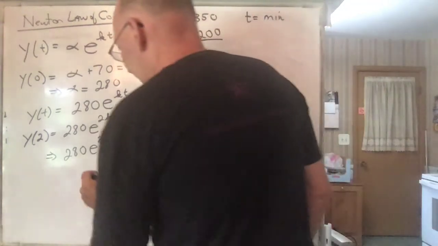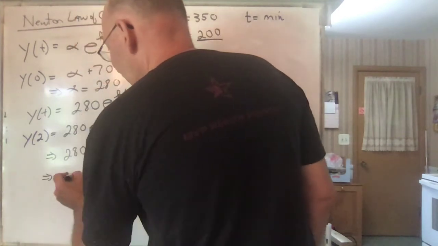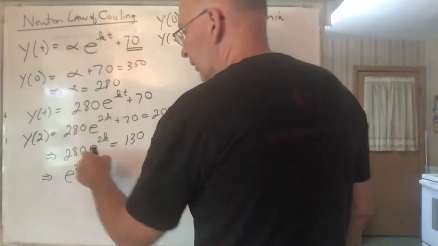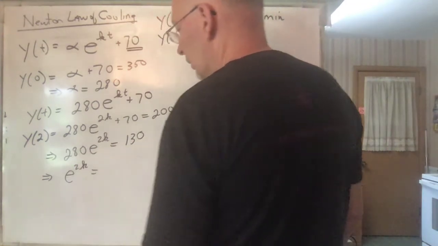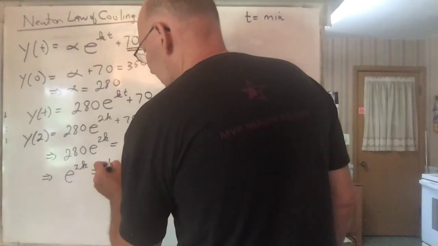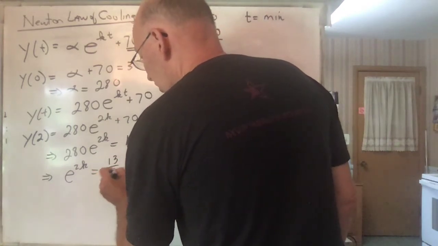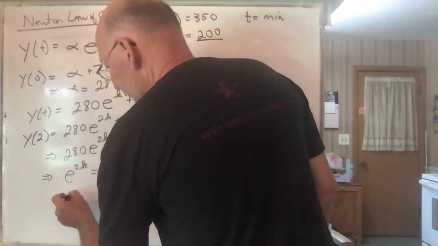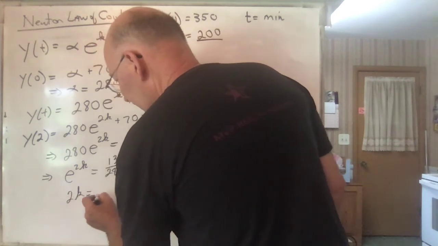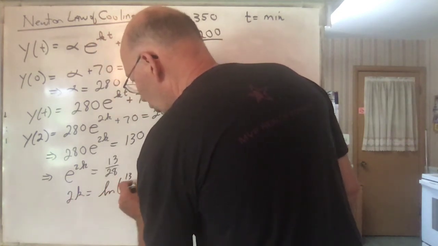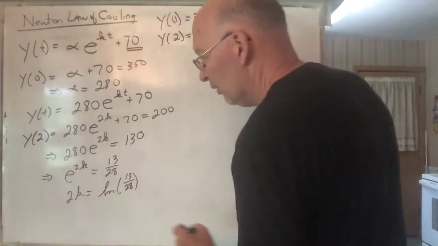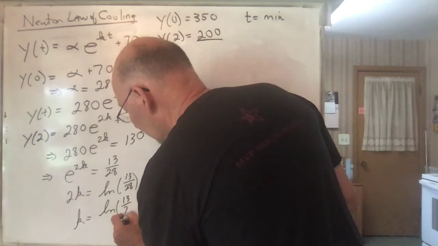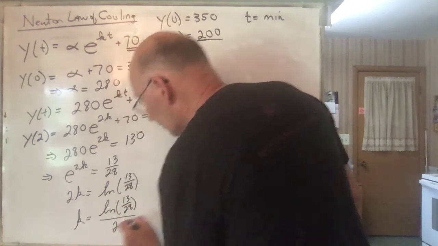And so now we can divide both sides by 280 and get e to the 2k is equal to 130 divided by 280, which is 13/28. Okay, and then you can take the log of both sides. If I take the ln of this side, I just get 2k. If I take the ln of this side, I get ln of 13/28. Okay, and so finally k is equal to the ln of 13/28 all divided by 2.